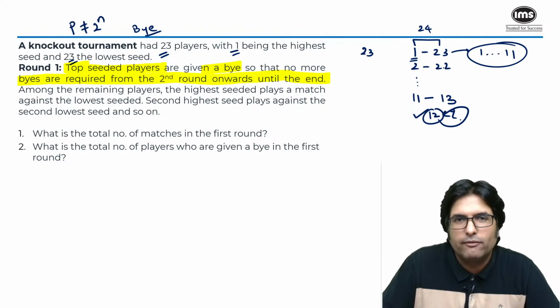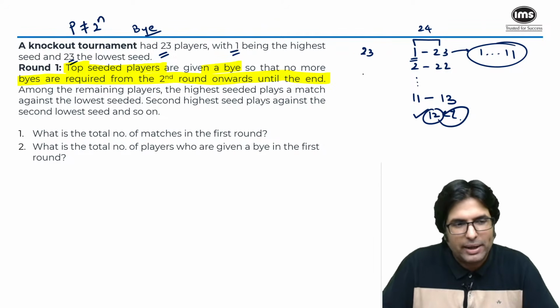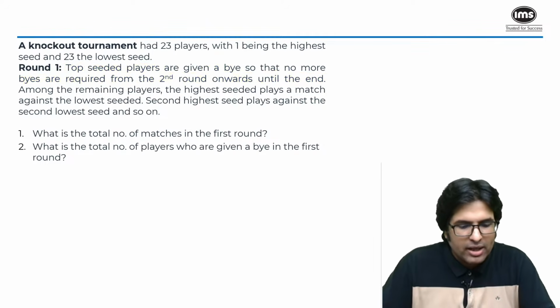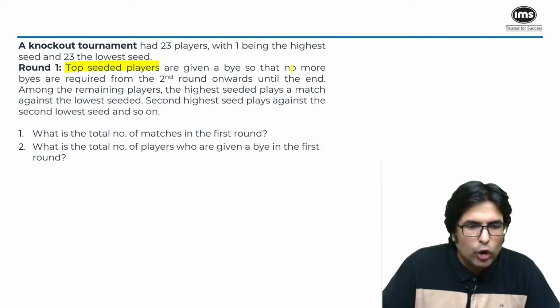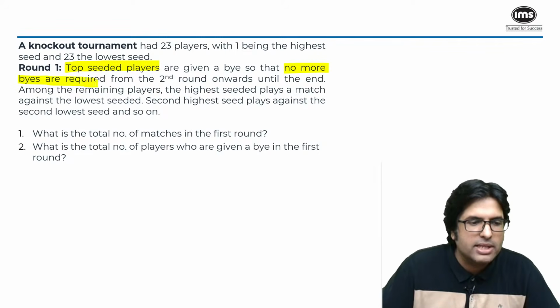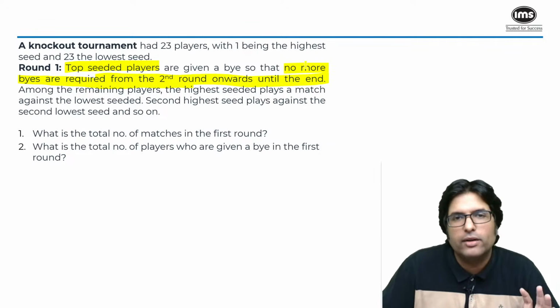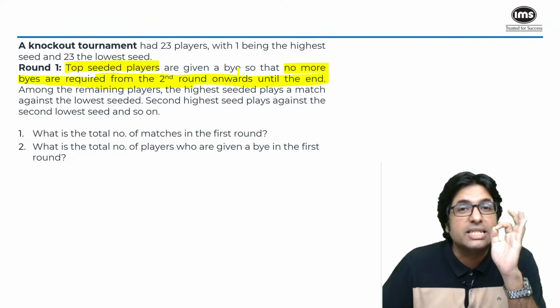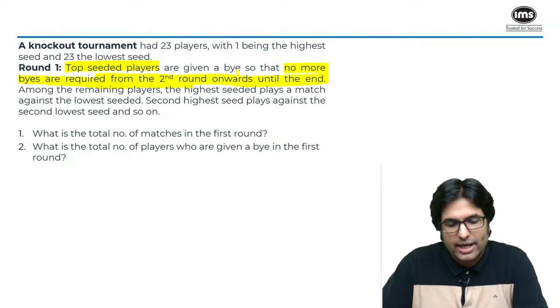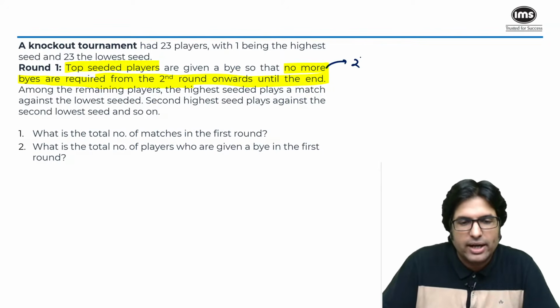But then again, you have an odd number of players. So this would create a lot of scheduling issues. So what the question typically does is, it says that top seeded players are given a bye so that no more byes are required from the second round onwards. So from second round till the end of the tournament, no more byes are required, which means from the second round onwards, we would have players of the form 2 to the power n.